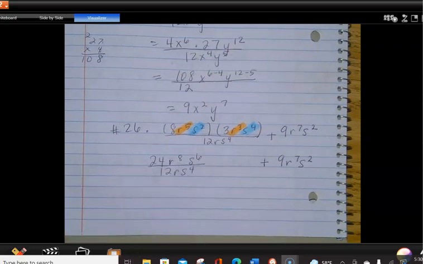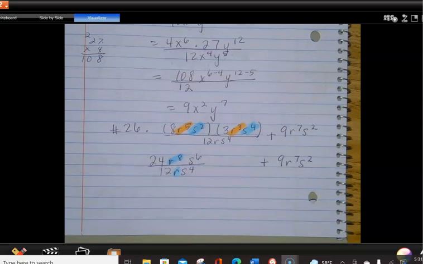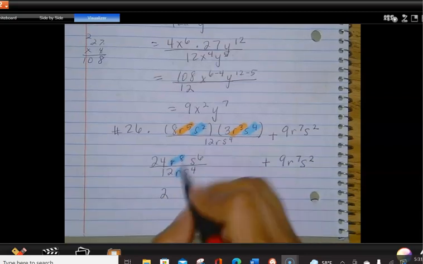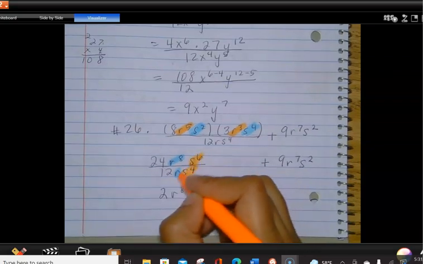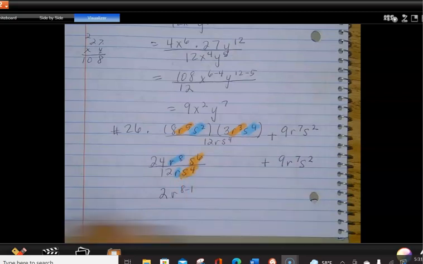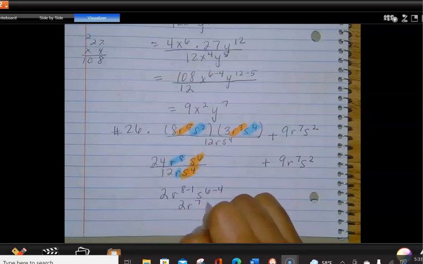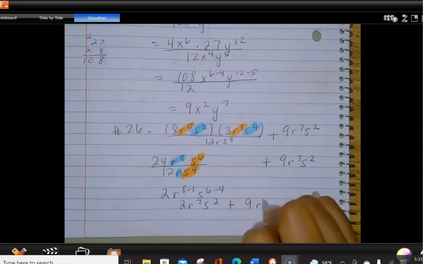So now I got to apply the quotient rule. So when I group my r's together, I'm going to do subtraction. So again, I first do 24 divided by 12 is 2. And this is r to the 8 minus 1. And then, of course, for the s's, using the quotient rule, group those together, and I have s to the 6 minus 4. So this is 2r to the 7, s to the 2nd, plus I drop down that other term.